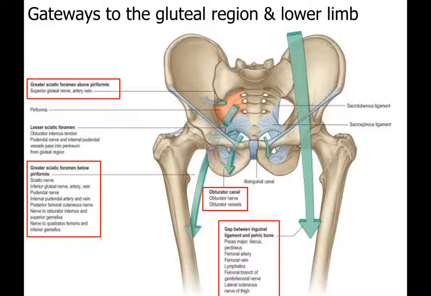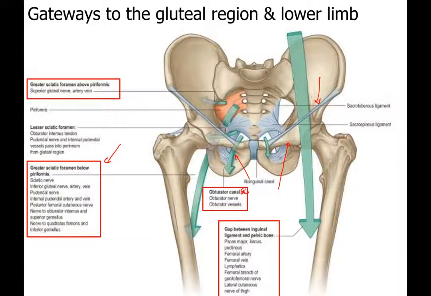the sciatic nerve, posterior cutaneous nerve of the thigh, and there are other structures that just pass through it and then enter the perineum, like the nerve to obturator internus, pudendal nerve and internal pudendal vessels that enter the pudendal canal later. Then between the hip bone, the superior pubic ramus, that area, and the inguinal ligament, several structures pass.